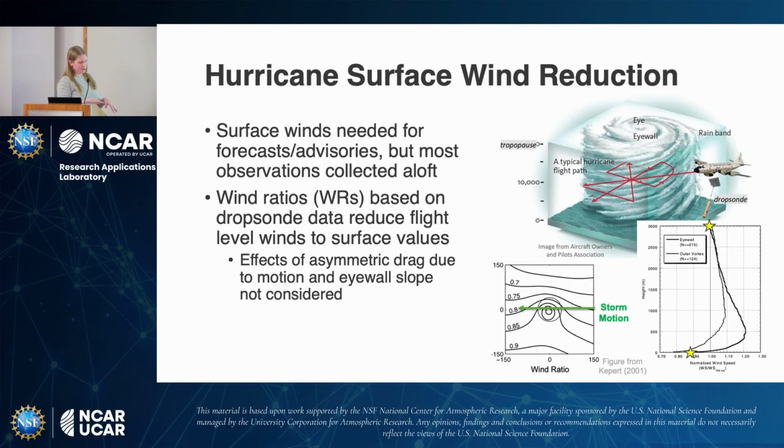This is illustrated in this profile here. So here's your flight level wind, and that's your actual surface wind, so calculating ratios to do that. However, the ratios that are currently in existence are a little bit simplistic, by necessity, of course, but things like the effects of asymmetric drag due to motion and eyewall slope are not considered. So very briefly, this is a plot from Kepert 2001. These contours show the wind ratio value, which I think I might actually define in the next slide.